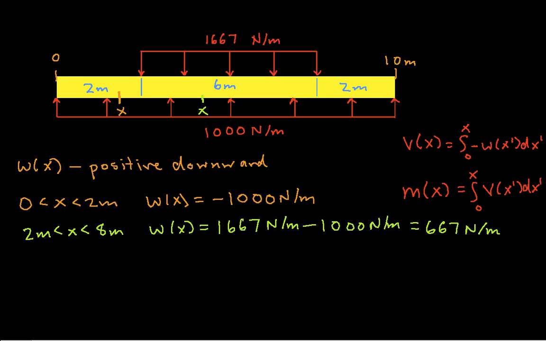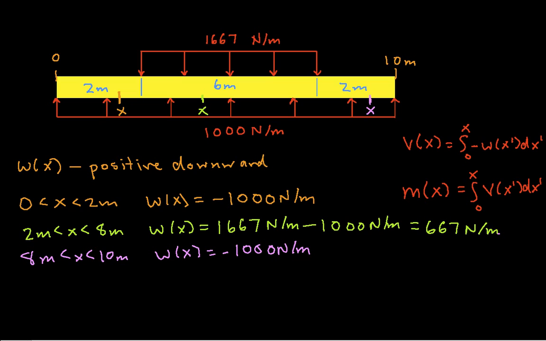And finally, for x between 8 meters and 10 meters, so we choose a value of x out here, we have the same situation as we had between 0 and 2 meters. So w of x is minus 1,000 newtons per meter. Okay, so now we've got w of x.